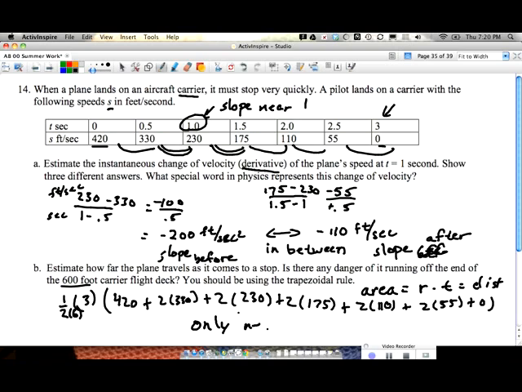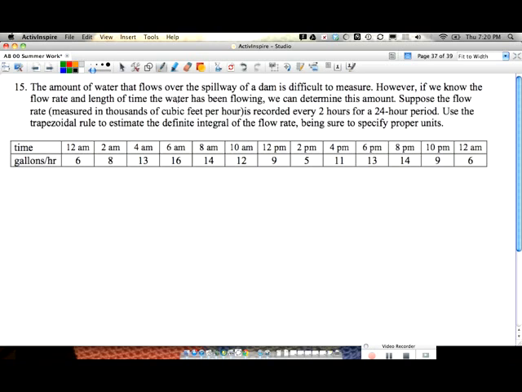555. So it only needs approximately 555 feet. 600 feet, close enough? I think so. I think that's why, but I'm not sure. I mean, this could be an estimate, but 600 feet should be enough for this. Let's do the last one.